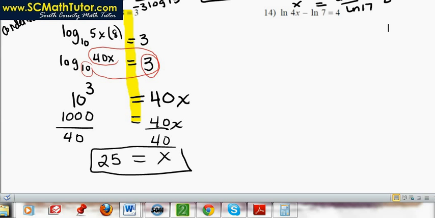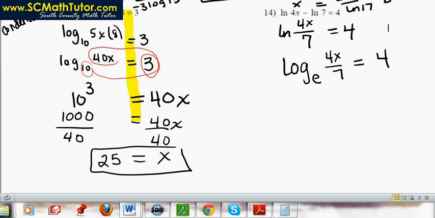Now, the second one. Step 1, condense. ln subtraction becomes division, equals 4. ln is our special one that I am actually going to talk about before we do this. ln has a base e. This is the natural log. Natural logs always have a base e, and e's undo natural log. So this is log base e of 4x over 7 equals 4.